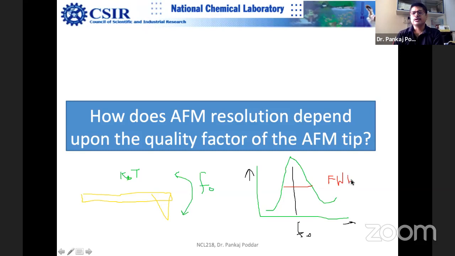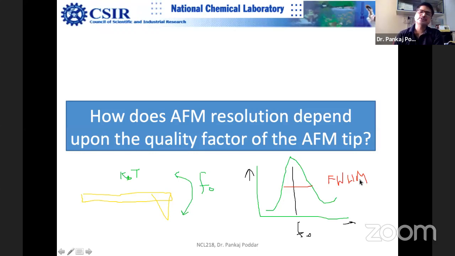Now, ideally you would like to keep this peak width as small as possible. So that is called the quality factor. The quality factor is the ratio. Quality factor, as the name suggests, represents the quality of the probe. So the smaller the FWHM, the better the quality factor is.